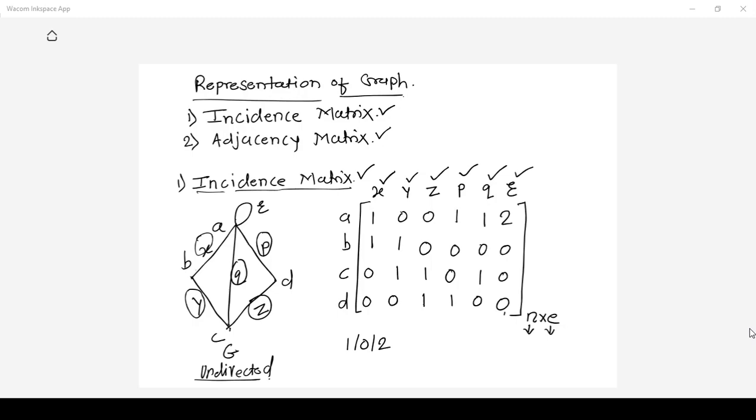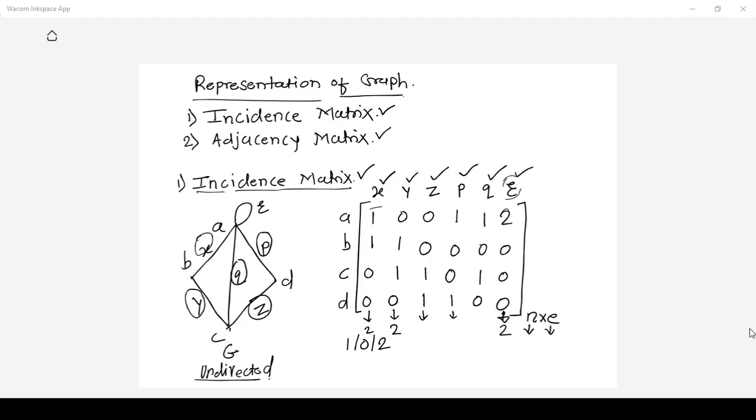Now what are some observations that we can make? If you look at every column, we have two ones, and in the column of edge R we have the value 2. So if you sum every column, you will get the value 2. If you sum the Y column, you have 1 plus 1, which is 2. Sum the X column, you have 2. Sum the last column of edge R, you will have 2. So the sum of every column is always 2 in the case of the incidence matrix of an undirected graph.